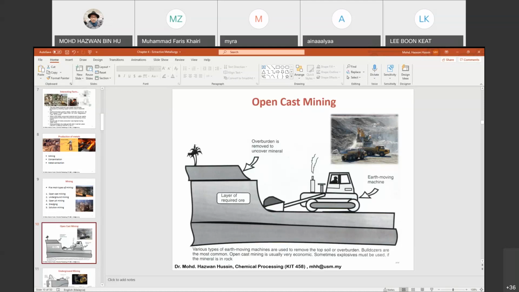Bulldozers are the most common one. Open cast mining is usually very economic. Sometimes explosives may be used if the mineral is in rock. I remember during those days, my village was near a quarry. So every day we would hear explosions because they wanted to explode the stone, and after the stones had been crushed into a small size, they transported it using a bulldozer or excavator, and after that sent it to a quarry.